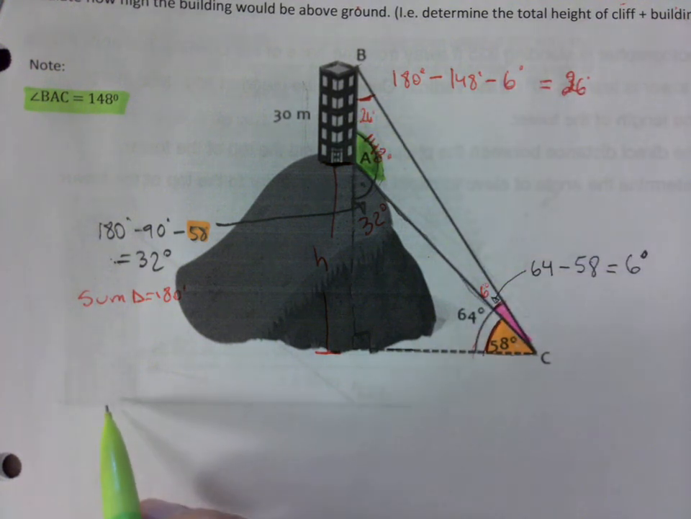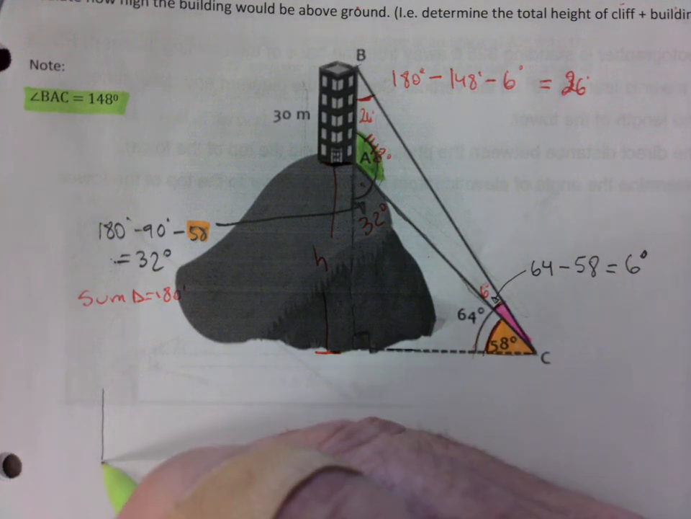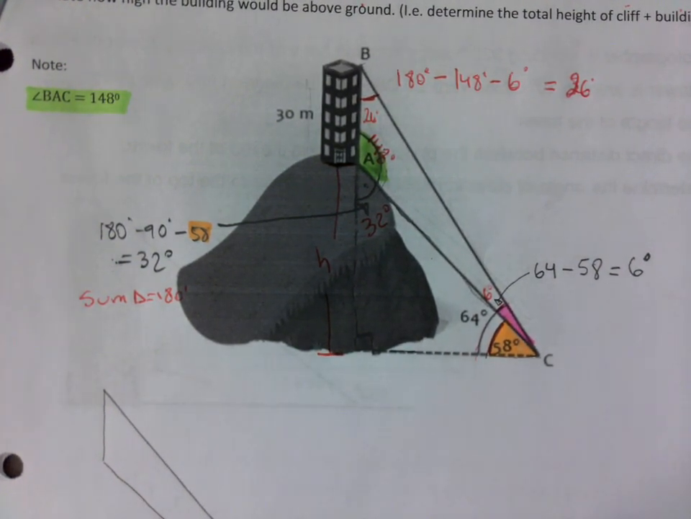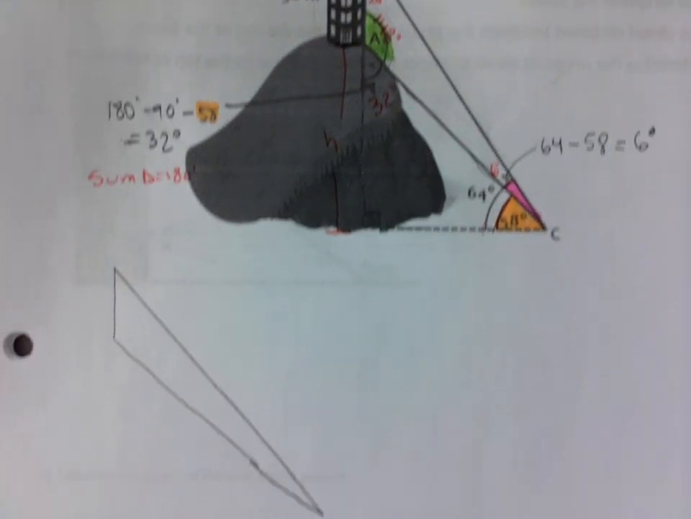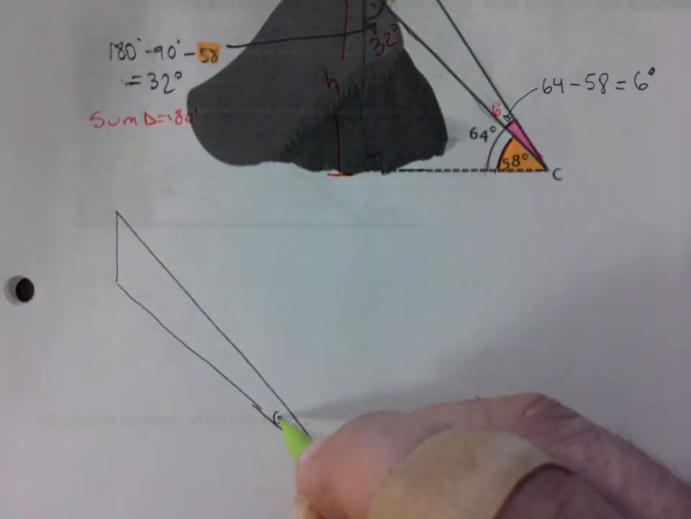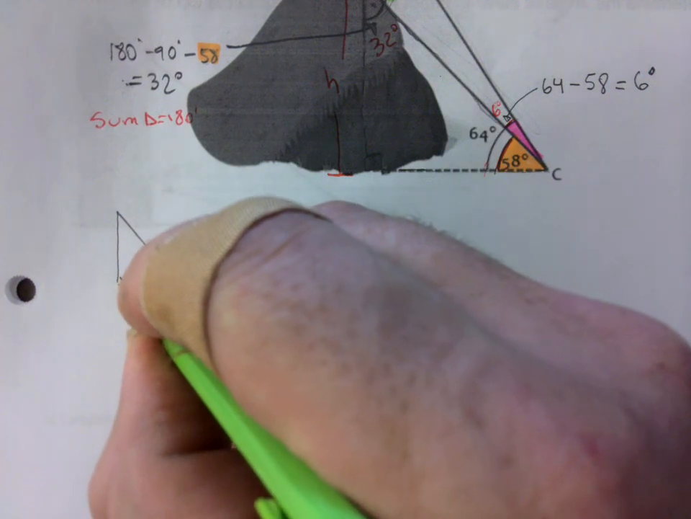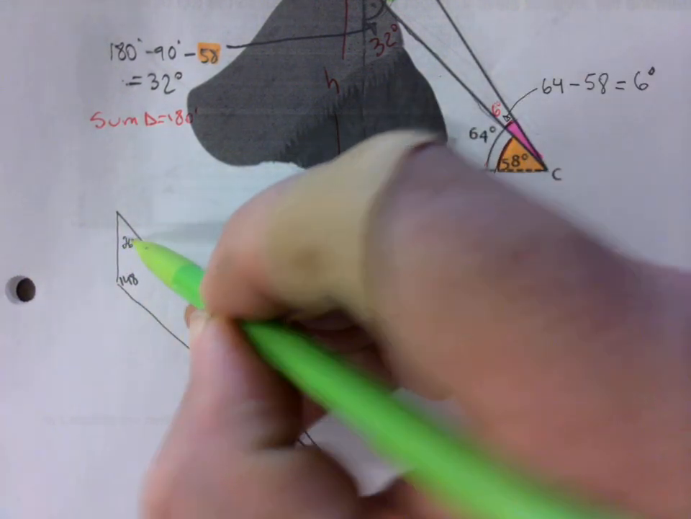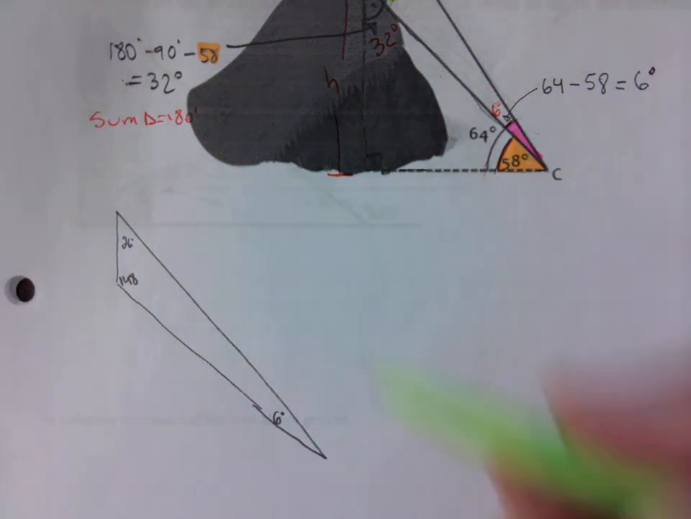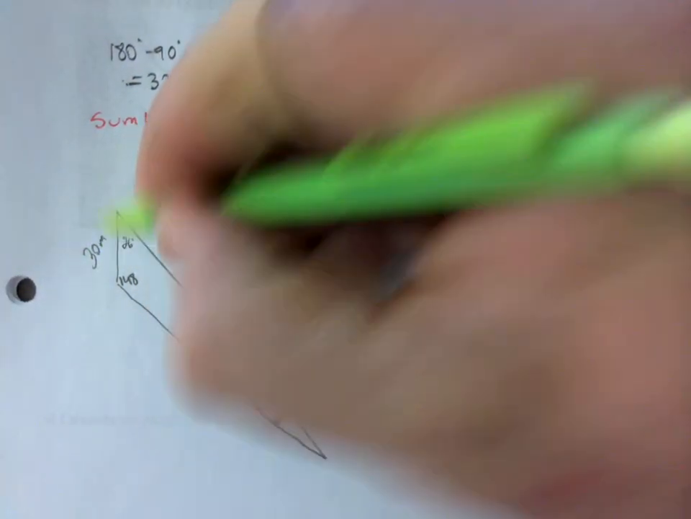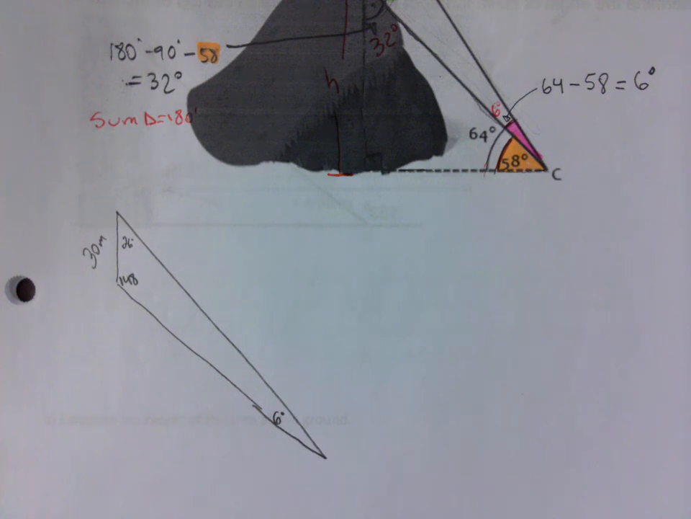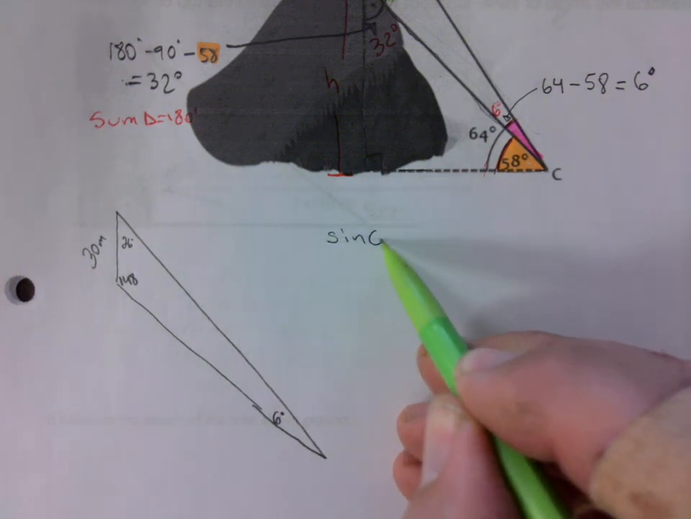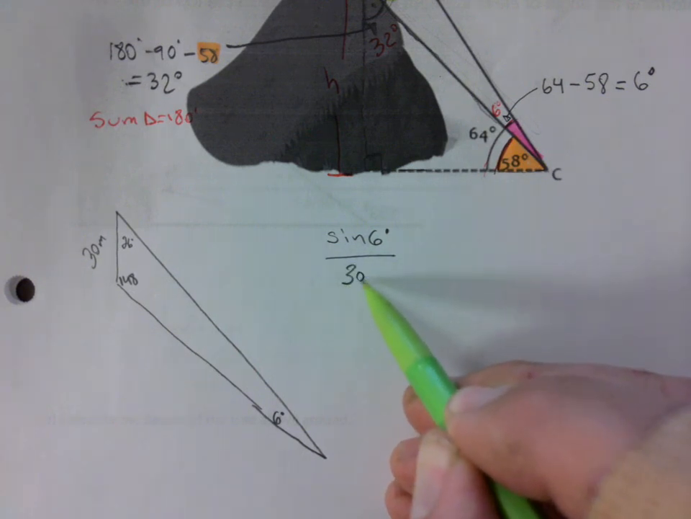So you would start with, let's sketch it out here. Doesn't hurt. I'm going to put the 6 in there, the 148 in there, and this one is 26 up here. And I know that this is 30 meters. Okay. So we're going to go sine of 6 degrees over 30.